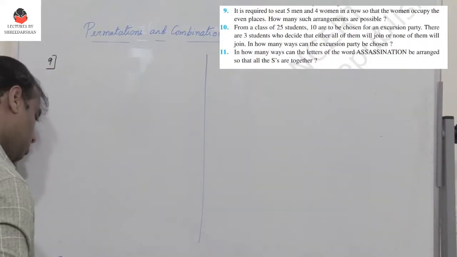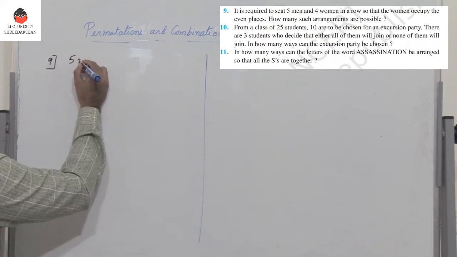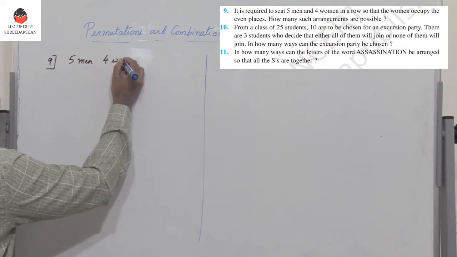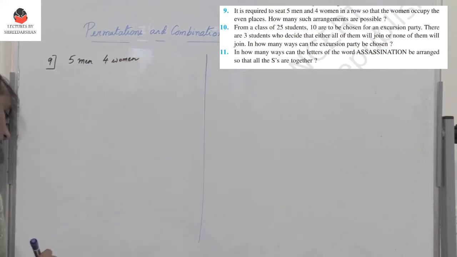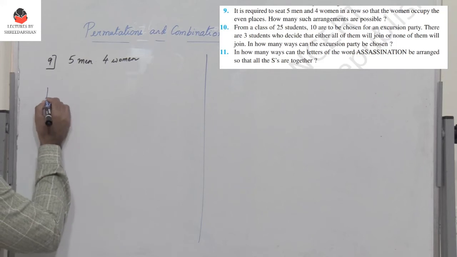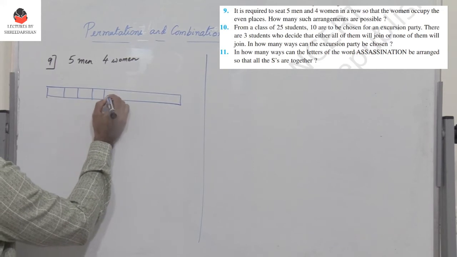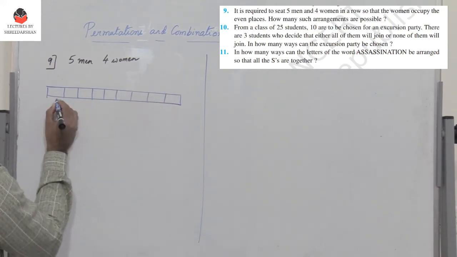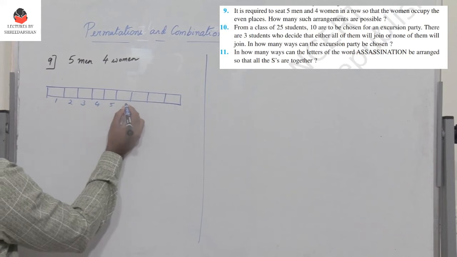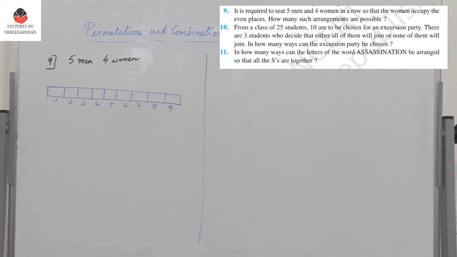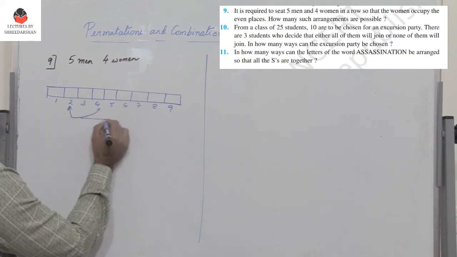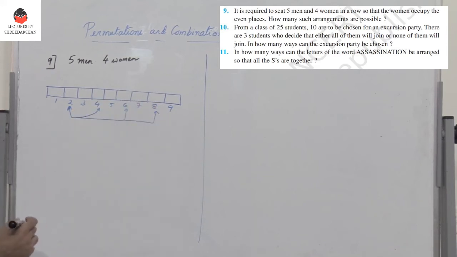Question 9. It is required to seat 5 men and 4 women in a row so that the women occupy the even places. How many arrangements are possible? Right, so totally there are 9. So let me list out the places. This is place 1, 2, 3, 4, 5, 6, 7, 8 and 9. Right, so the women have to occupy the even numbered places. Right, so there are 4 of them.